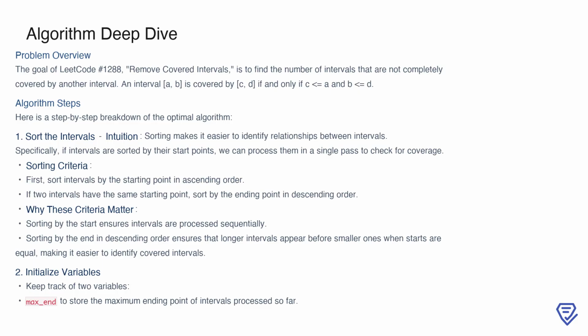Sorting is a key strategy because it allows us to process intervals sequentially, making it easier to determine relationships between them. Specifically, we sort intervals by their starting points in ascending order. If two intervals share the same starting point, we further sort them by their ending points in descending order. This ensures that, for intervals with the same start, the longer one appears first. This sorting order is crucial because it simplifies the process of identifying which intervals are covered. By arranging intervals this way, we can evaluate them efficiently in a single pass.